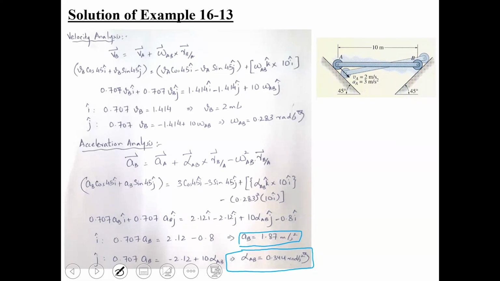So alpha आपका positive आया. इसका मतलब क्या है कि this alpha is acting in a counterclockwise direction. What was the direction of omega जो आपने इससे पहले velocity analysis में निकाला था? Counterclockwise. वो भी counterclockwise था. So alpha and omega have come out to be in the same direction. So what does it mean? Accelerate हो रहा है. The body is angularly accelerating at this moment. Is this point clear to all of you? Yes.